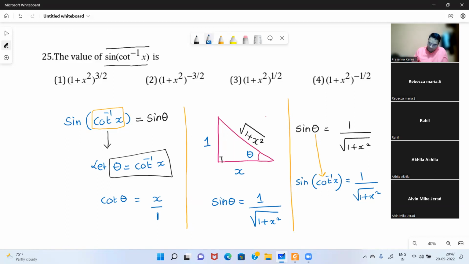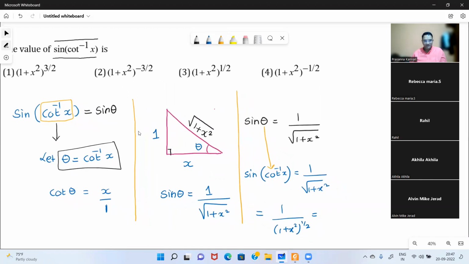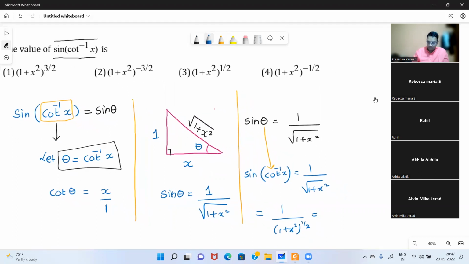So how do you write 1 by root of 1 plus x square? This can be written as 1 by 1 plus x square to the power 1 by 2. When it comes to the top, minus 1 by 2. Exactly. So this will become 1 plus x square the whole power minus 1 by 2, which is nothing but your option 4. Are you clear now? That's all. Very simple.